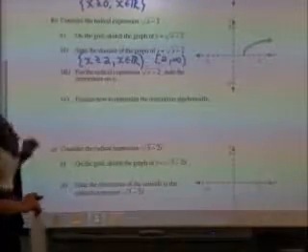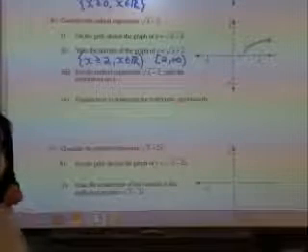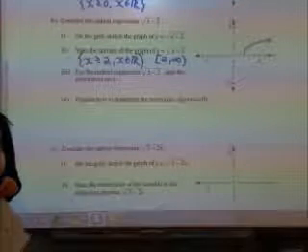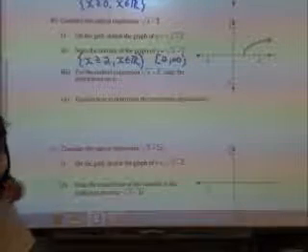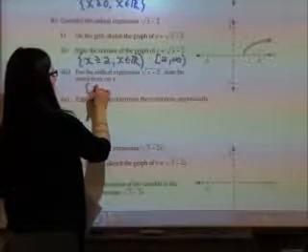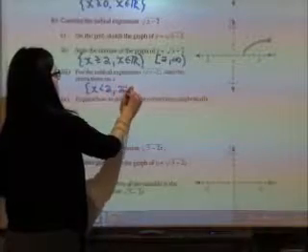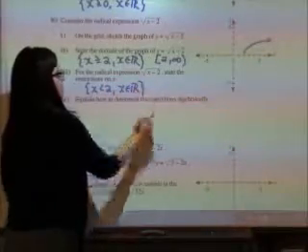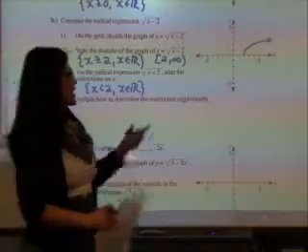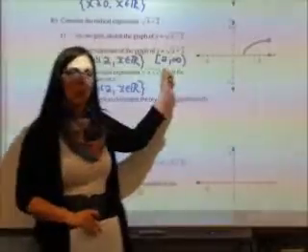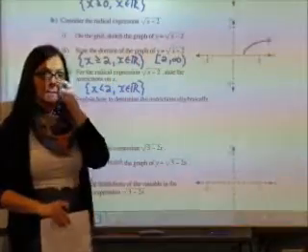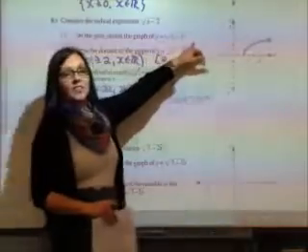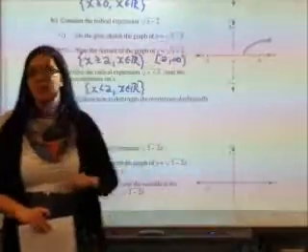The restrictions. The restrictions are all the values that x can't be. So what can't x be? Less than 2. Okay, why can't it be anything less than 2? In other words, what happens if x is equal to 1? Why doesn't it work in the equation? And what can't I do? Square root. I can't square root a negative.